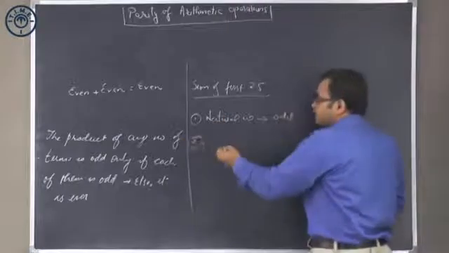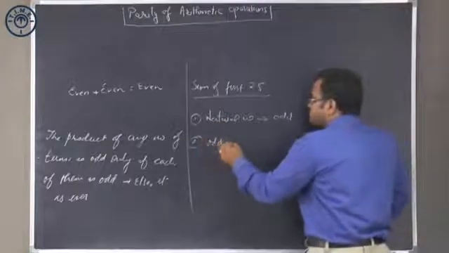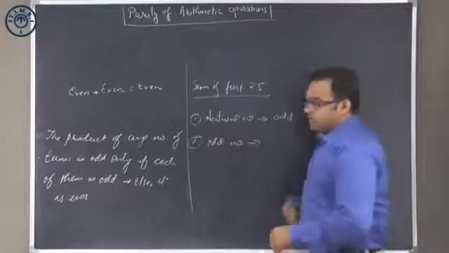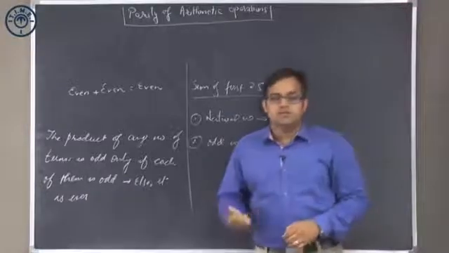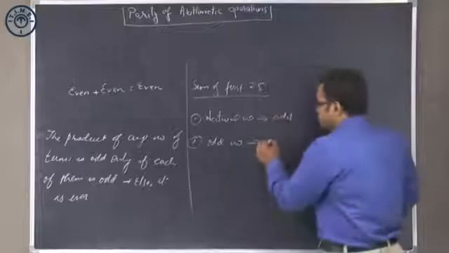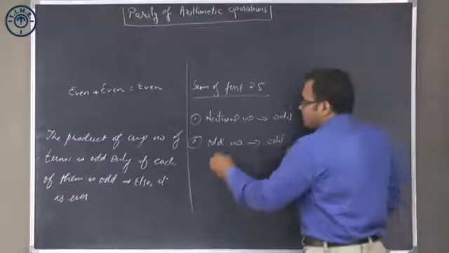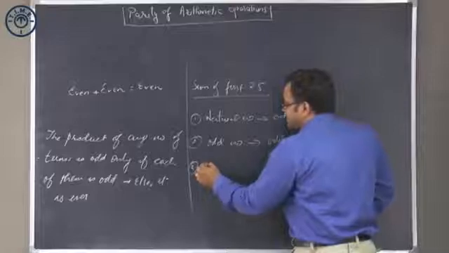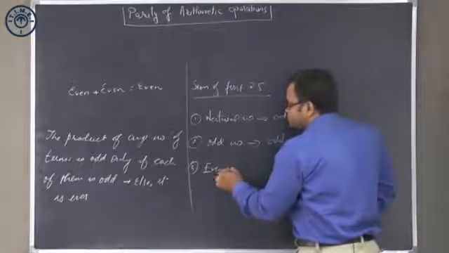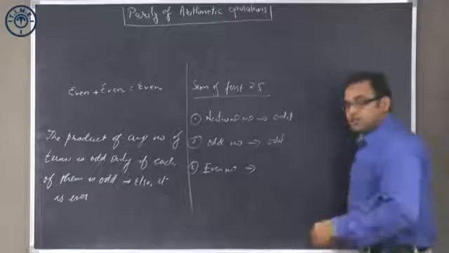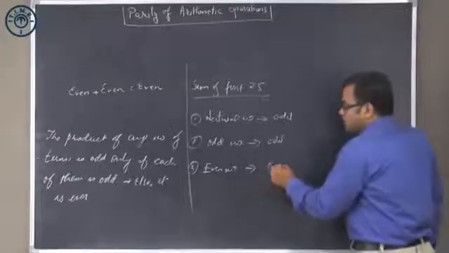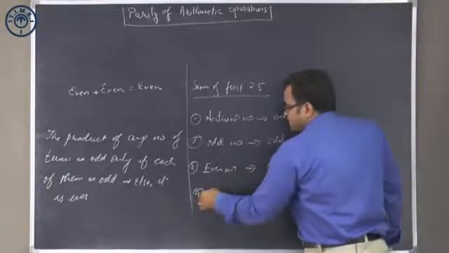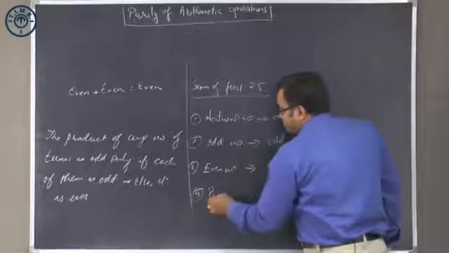Number 2, first 25 odd numbers. The sum of the first 25 odd numbers, it is an odd number of odd numbers, so that will again be odd. So the sum of the first 25 odd numbers is odd. The sum of the first 25, let us say, even numbers: any number of even numbers added is always even, so this will be even.